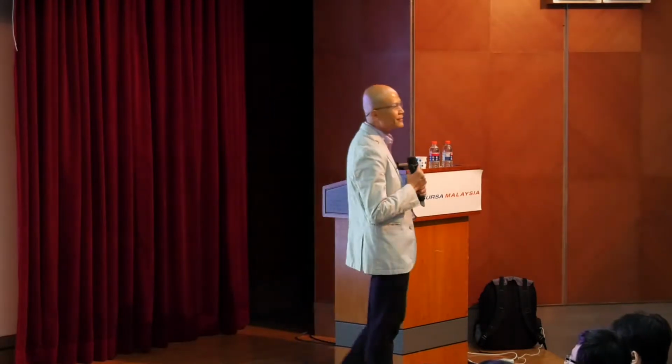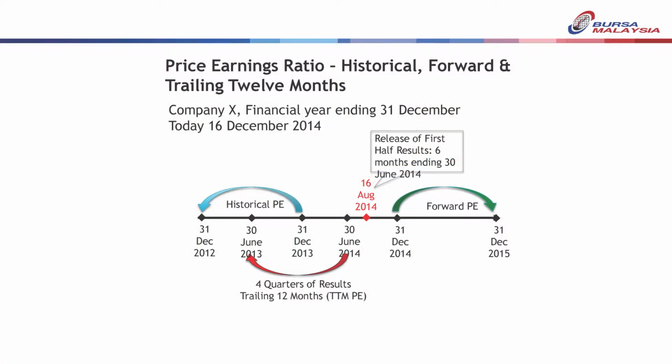Low PE, cheap. High PE, expensive. But things are not so simple, right? Because guess what? When I'm an analyst and I want to build a case, I can always come up with a PE ratio that can support my buy call or my sell call or hold outperform. I simply need to change it from historical PE. I change the story to forward PE, right?